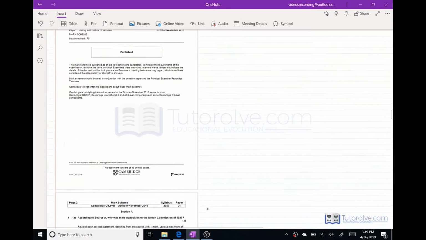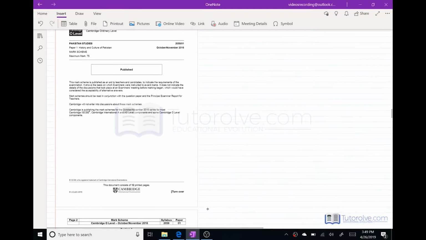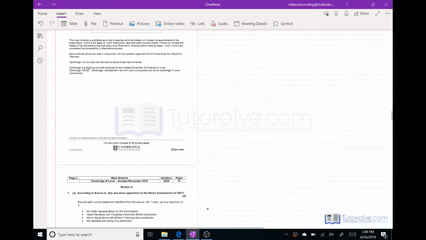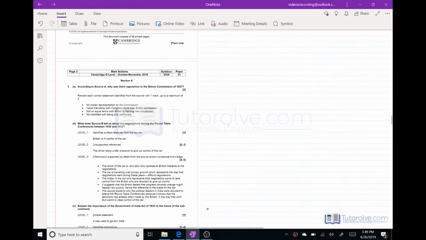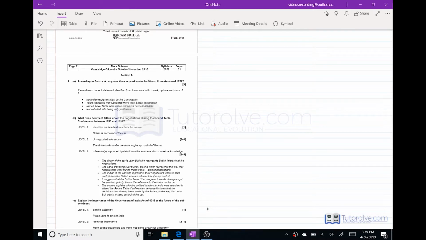So today we'll be discussing the examiner report of October-November 2016, paper 1, History and Culture of Pakistan. This is from one of the past papers, and it basically talks about how the examiner grades certain questions and what is needed from the students to write properly and adequately in order to get good marks.